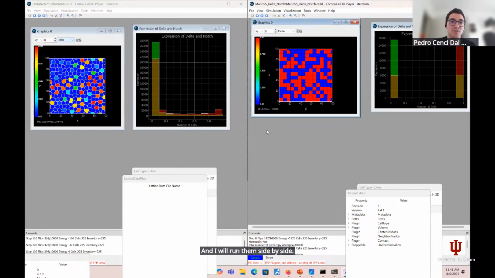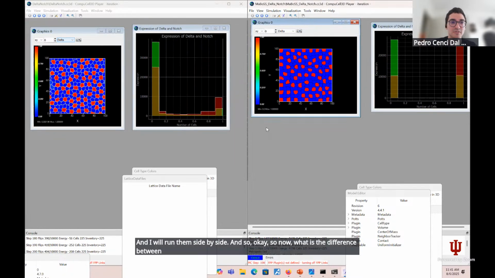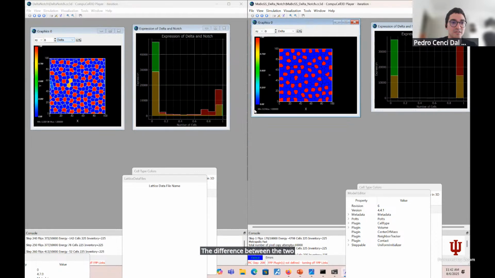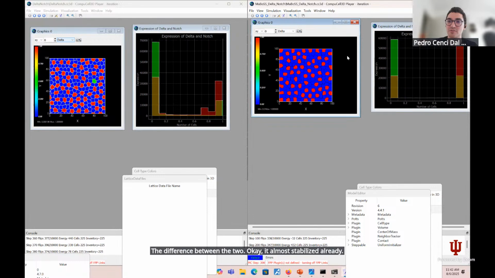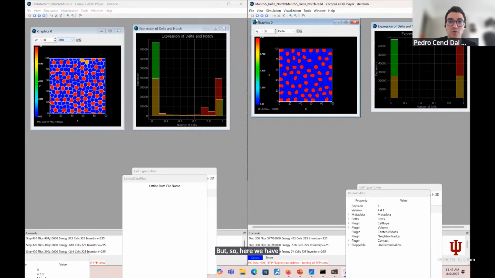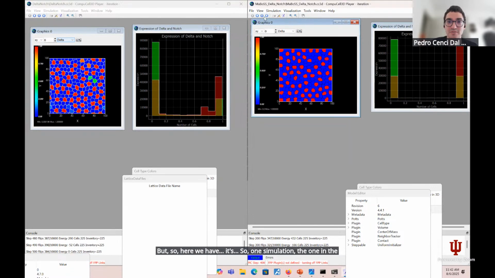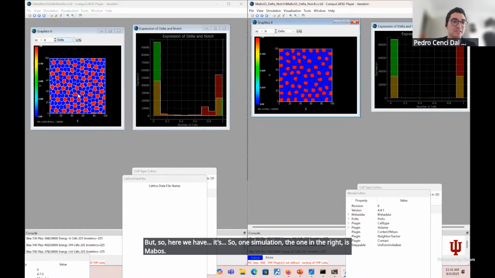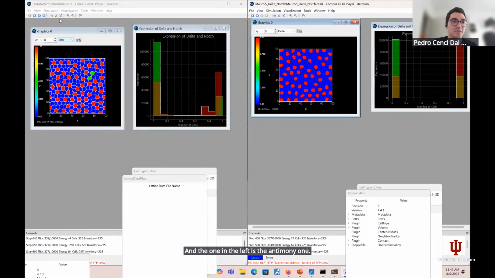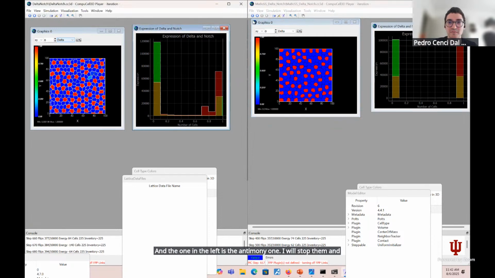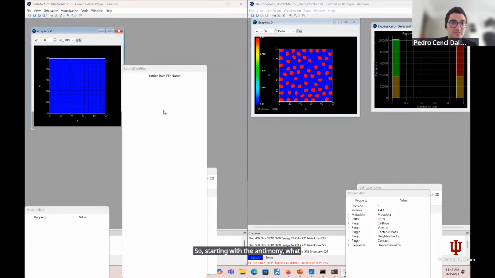And so, okay, now what is the difference between the two? Okay, it almost stabilized already, but here we have one simulation: the one on the right is MaBoSS, and the one on the left is the antimony one. I will stop them and run them again side by side. So starting with the antimony, what do you observe here?